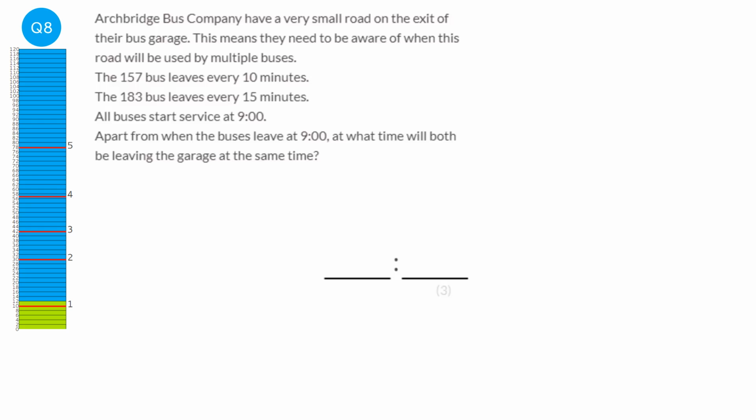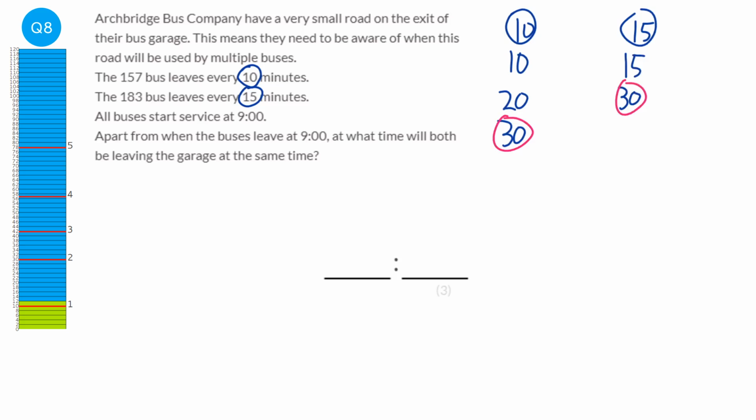To answer this question, we basically need to find the lowest common multiple of the 10 minutes here and the 15 minutes here. So we're going to start off just by doing the 10 and 15 times tables. So it'd be 10, 20, 30, and the 15 times table, 15 and 30. So the lowest common multiple is 30.